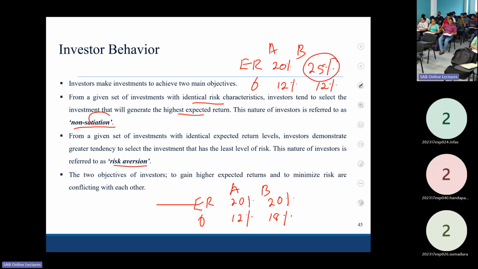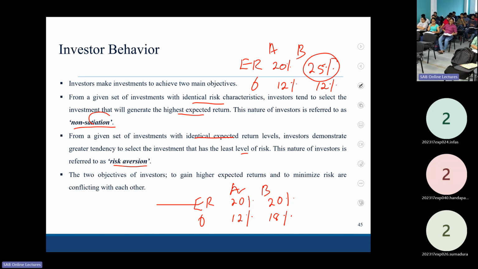So risk aversion. What is risk aversion? With identical expected return levels, investors demonstrate a tendency to select the investment with the lowest risk level. That behavior we call risk aversion. Now here, identical expected return 20%. In such a situation, you may go with the one with the lowest risk. You may select A if you are a general, rational, logical investor. That is the behavior we call risk aversion.